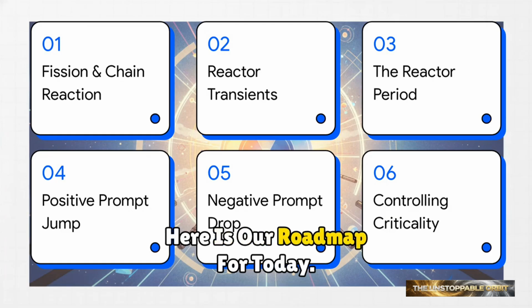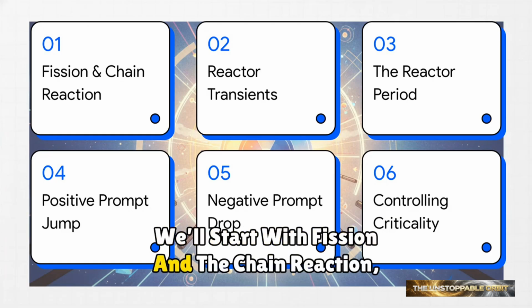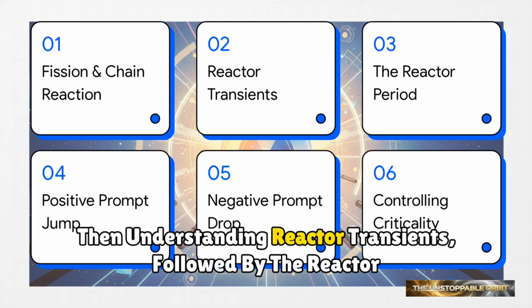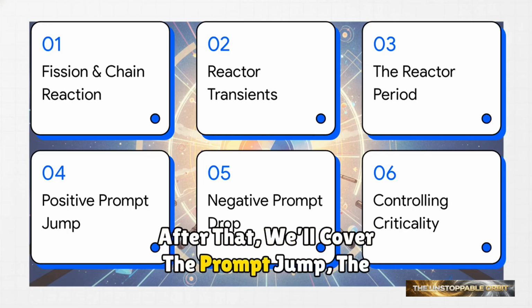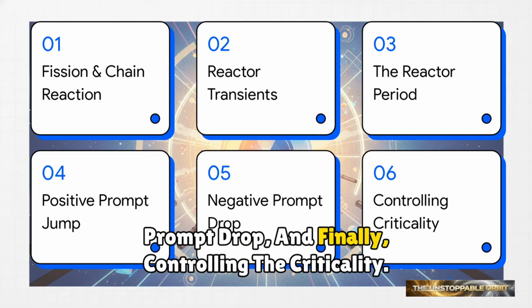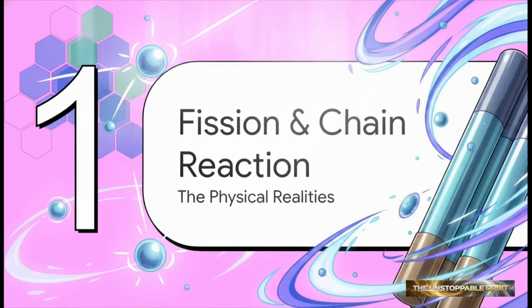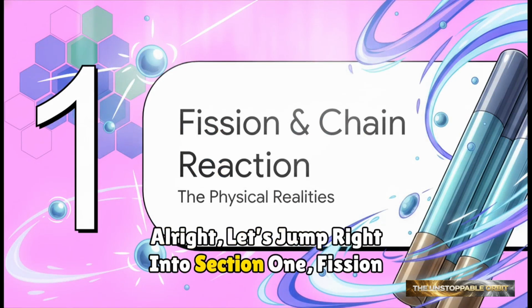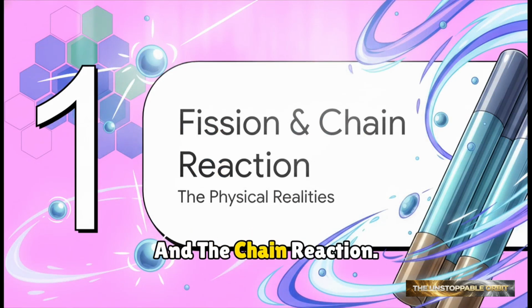Here is our roadmap for today. We'll start with fission and the chain reaction, then understanding reactor transients, followed by the reactor period. After that, we'll cover the prompt jump, the prompt drop, and finally, controlling the criticality. All right, let's jump right into Section 1, fission and the chain reaction.